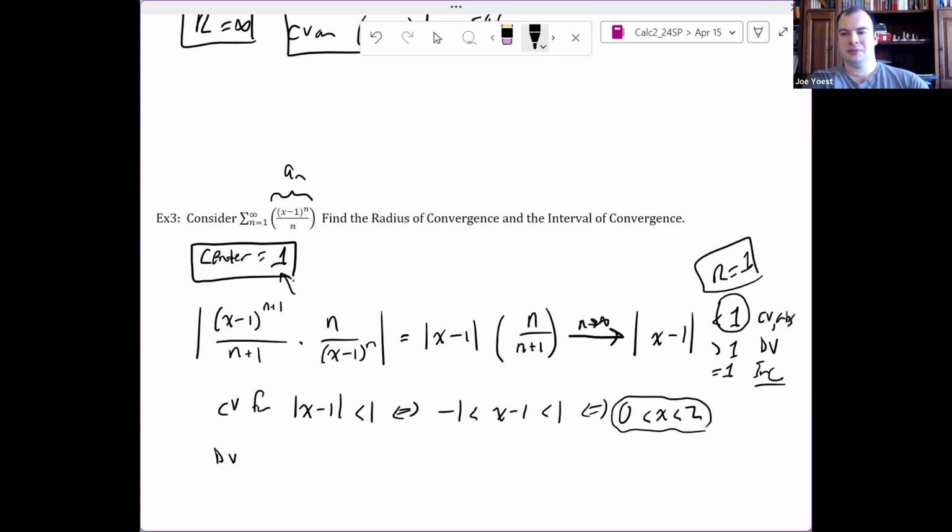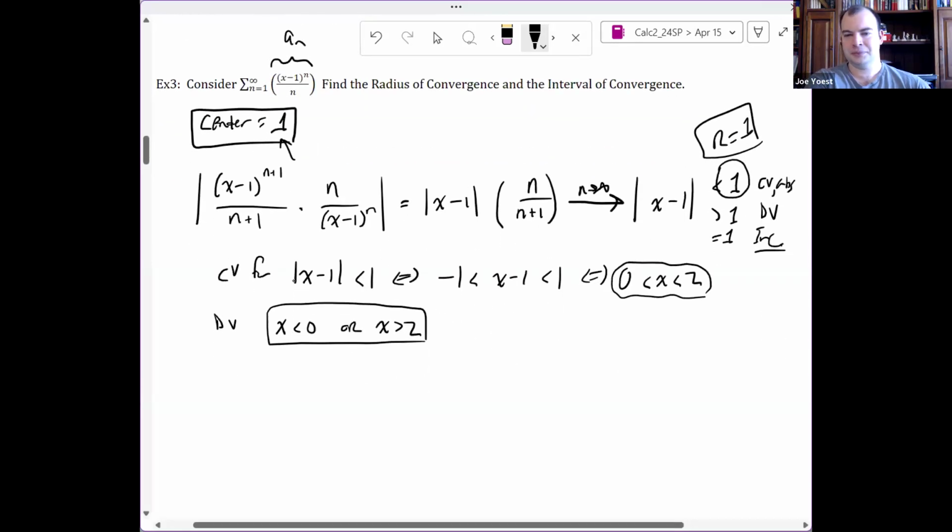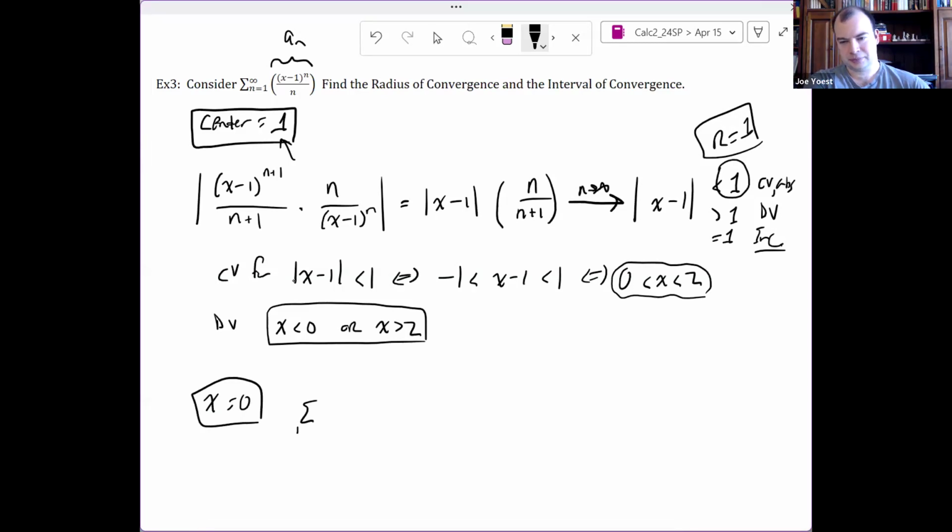We diverge when absolute x minus 1 is bigger than 1. So that's when x is less than 0 or x is bigger than 2. And again, we don't know about the endpoints. We have to check those individually. So let's check x equals 0. If I plug in x equals 0, I get negative 1 to the n over n. And I recognize this as the alternating harmonic series, which does converge.